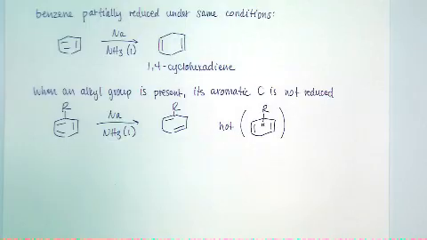For example, this one, what's the parent for this? The parent's going to be benzoic acid. And we've got a chlorine, and it's at what position? Ortho, meta, para? Which one is it? Ortho. So it's ortho-chlorobenzoic acid.